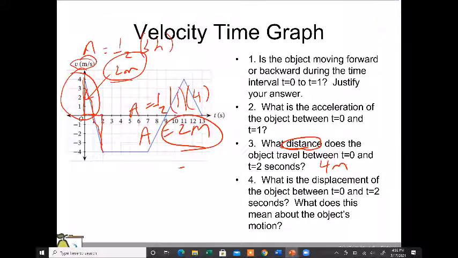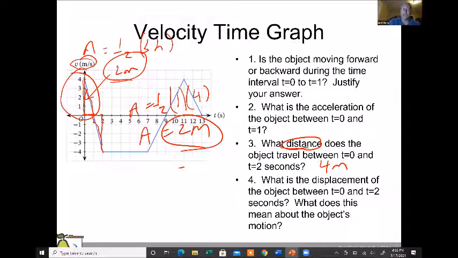You take the final minus initial for displacement, but on distance you take the whole thing. Even if it stops, you add that to it. But in reality, the main difference is that displacement is a vector, so direction matters. Distance is a scalar, so direction doesn't matter.